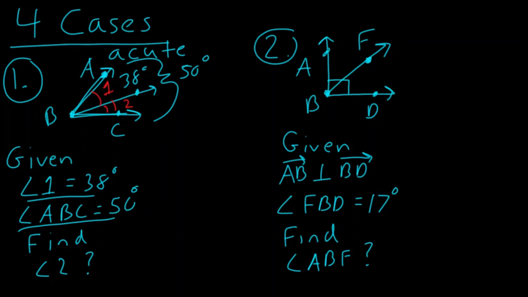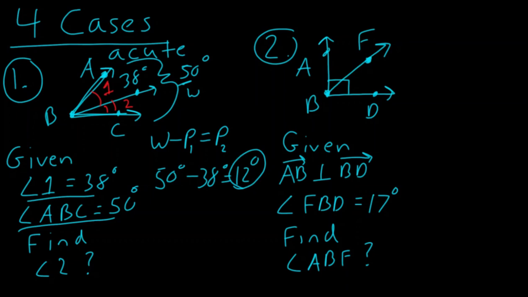Now here's what I would say. What are we given? Are we given two parts and we're trying to find the whole? Or are we given a whole and a part and we're trying to find a part? And of course, since 50 is the whole, we can say that the whole minus the part is equal to the other part. In fact, let's call that part 1, let's call that part 2. So our whole is 50 degrees minus our part 38 degrees, and of course this will equal 12 degrees. So the measure of angle 2 is equal to 12 degrees, and it's that easy.